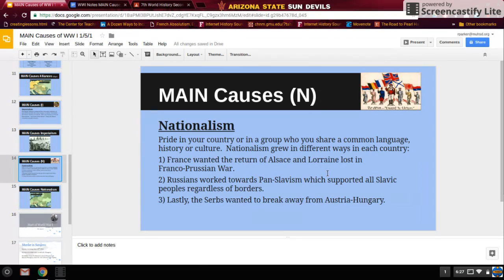Our fourth and final cause of World War I, on our main causes, is nationalism. And nationalism is pride in your country or in a group with whom you share a common language, history, or culture. And nationalism can be a good and a bad thing at the same time. You can have pride in your country, which is great, but if you take it too far, you think that nobody else is better than you, and that can lead to resentment towards other people. And that's what was developing in some of these countries leading up into World War I.